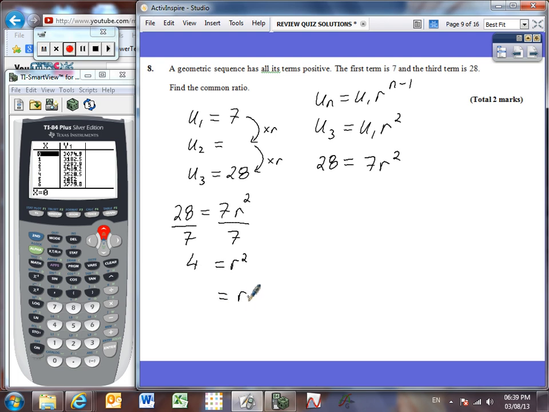If we try to get the r by itself, that means we need to take the square root. And when you take the square root of both sides, we need to include a positive negative. This means that r is equal to positive or negative 2.